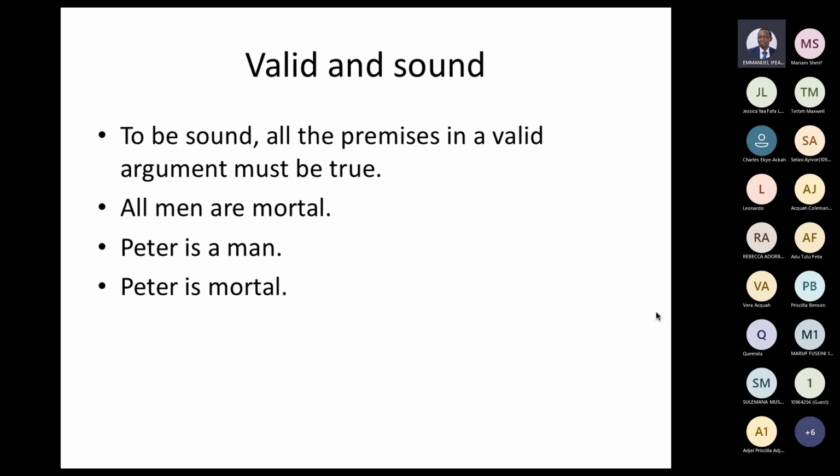Then we have valid and sound. To be sound, all the premises in a valid argument must be true. So all men are mortal. Peter is a man, therefore Peter is mortal. Now, this argument is valid because it's a modus ponens. It affirms the antecedent. It's also sound because all the statements are true. So the argument is valid and sound.